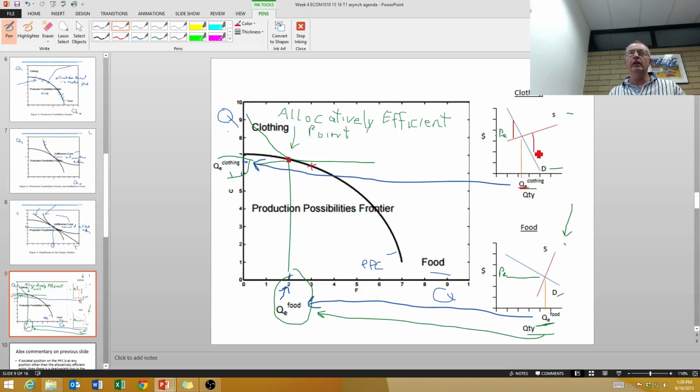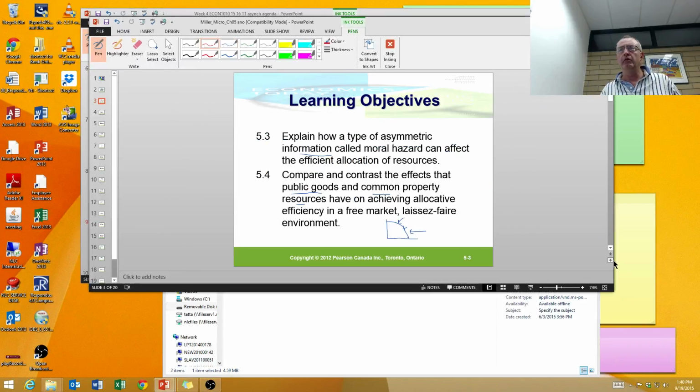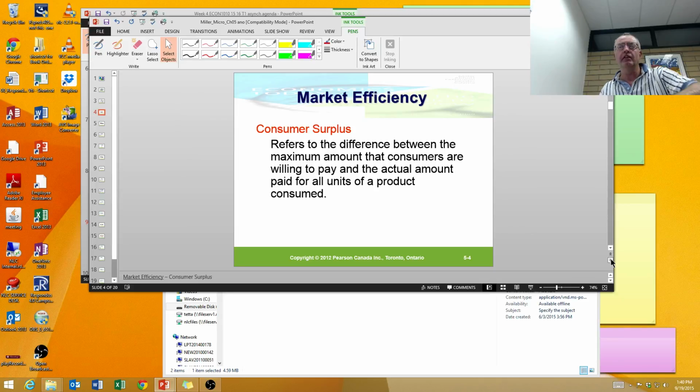And so if our output in either or both of these two product markets is something other than the equilibrium quantity set in the product markets, we're at a non-allocatively efficient point on the production possibilities curve. That's the diagram that kind of complements the explanation in the chapter this week. Okay, so let's just move over to the chapter, and then we'll be back to my little diagrams here in just a minute.